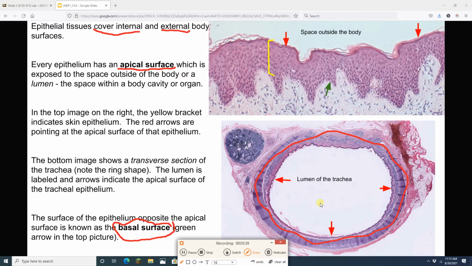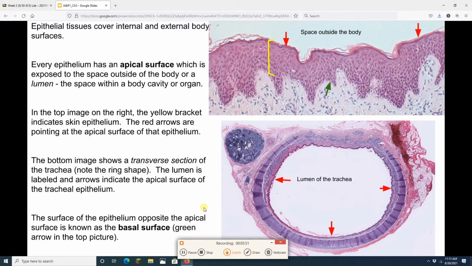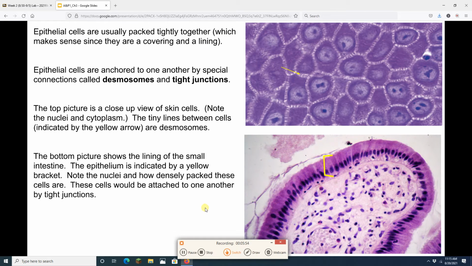Epithelium covering or lining, exposed to a space. The surface next to that space is apical. The surface on the other side of that space is basal. Okay, let's keep going. A lot of times epithelial cells are really packed tightly together. This too is good for protection, right? If you're covering, if you're a lining, you want protection, so you pack the cells tightly to one another.